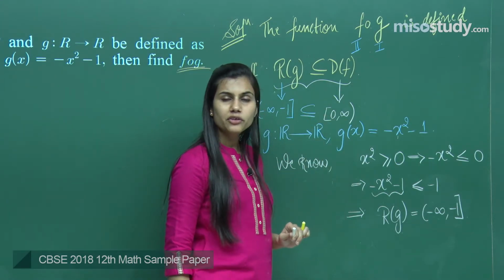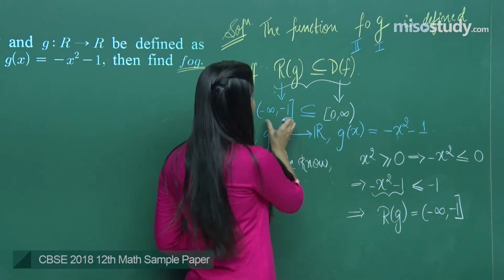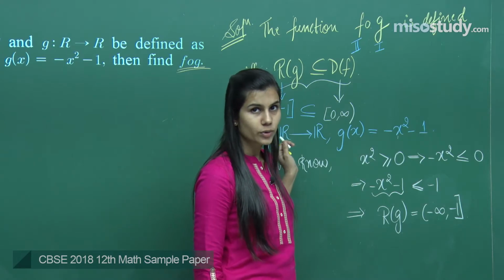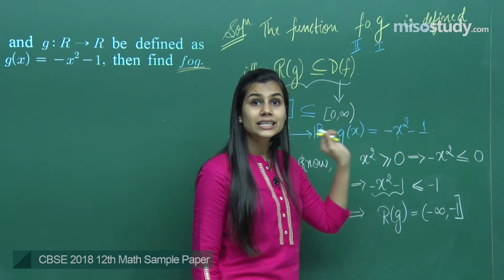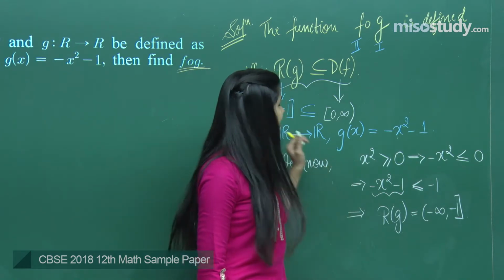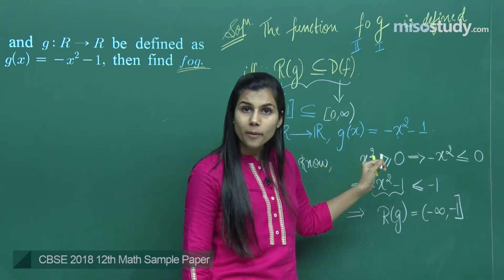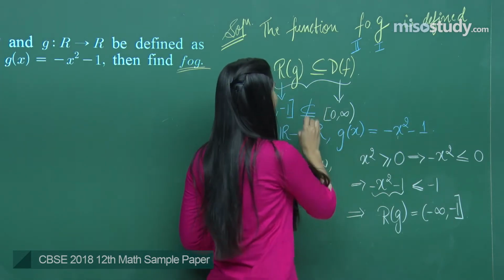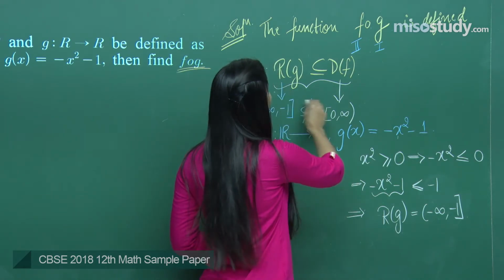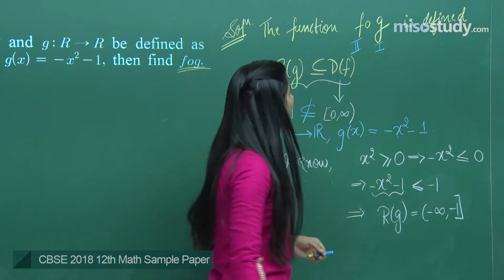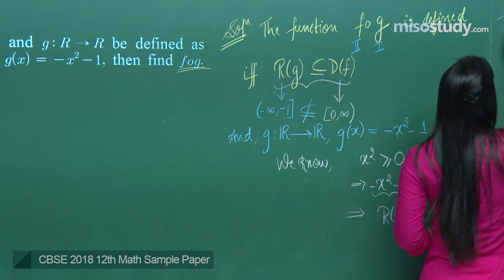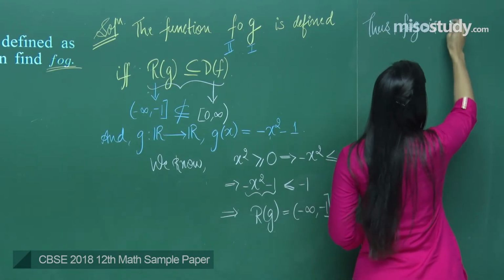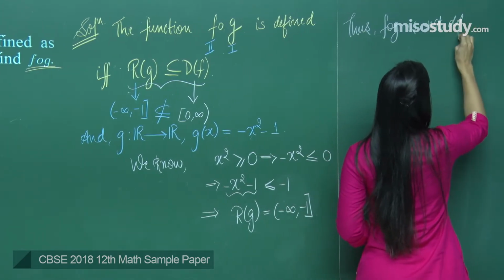Is this the relation between the range of g and domain of f? Range of g is minus infinity to minus 1. That means all the real numbers less than or equal to minus 1. And over here you have all the real numbers greater than or equal to 0. These are disjoint sets. They don't have anything in common. So how can this set be a part of this set? Definitely it's not contained in this. And the moment this condition is violated, that means FOG is not defined. FOG for this f and this g is not defined.